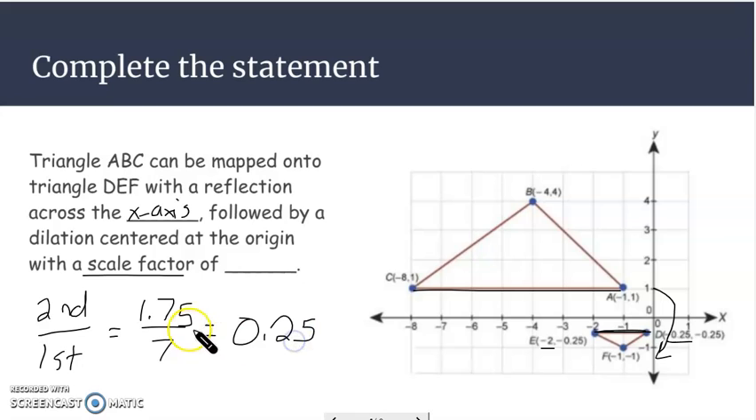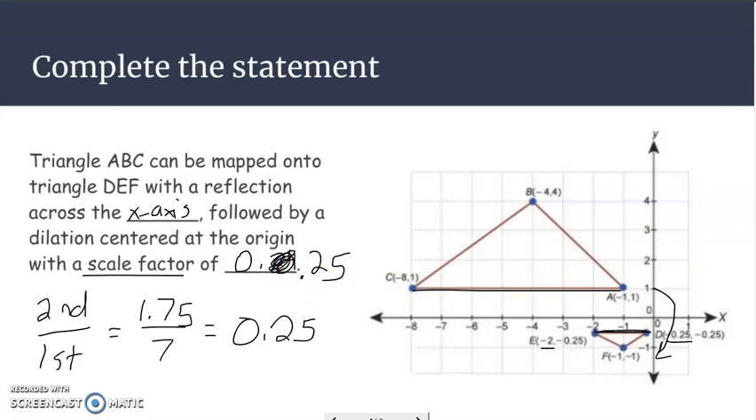So the measurement of the second object divided by the first, the base of the small triangle 1.75, the base of the big triangle is just 7, came out to 0.25. We could also say 1/4. The little triangle is 1/4 as big as the big triangle. So a couple things happened here. It reflected over the x-axis and shrunk down by a factor of 0.25.